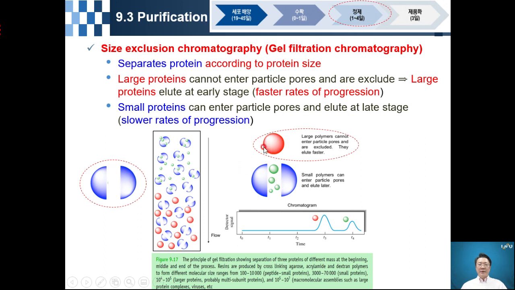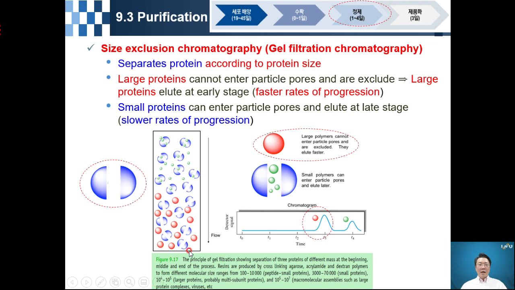So usually the large protein can be excluded, like this. It means that large proteins elute at early stages, and large proteins show a fast rate of progression.